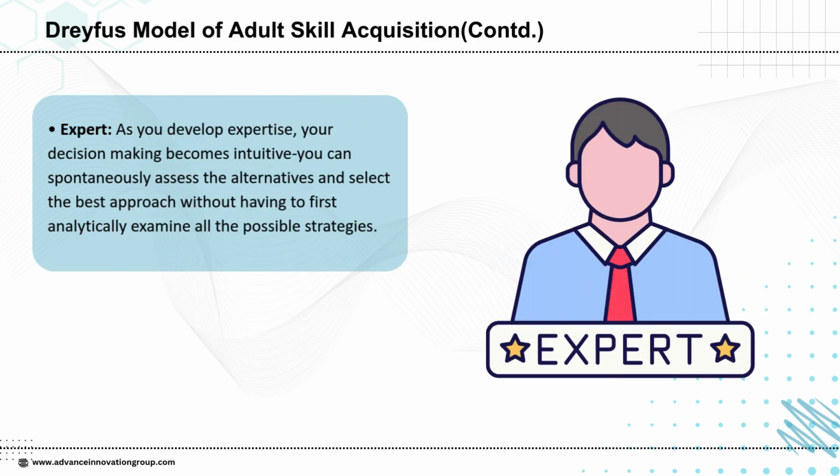The final stage of the Dreyfus model is the expert stage. At this level, decision-making becomes almost entirely intuitive. Experts no longer need to carefully analyze every possible rule or strategy. Instead, they can spontaneously assess situations and choose the best approach based on their deep experience and understanding. Their performance feels effortless and natural because they have internalized so much knowledge over time.